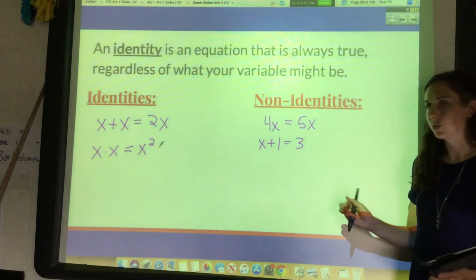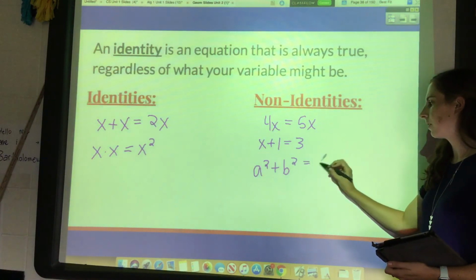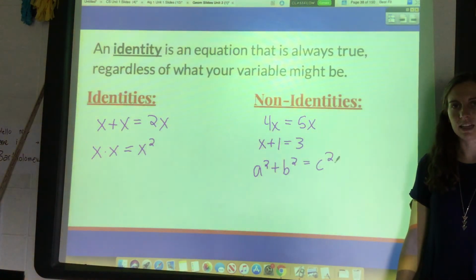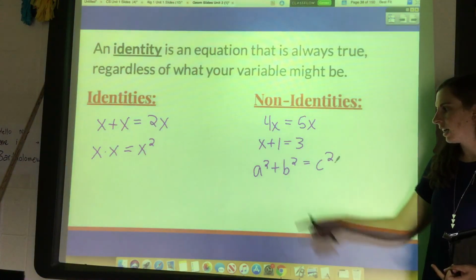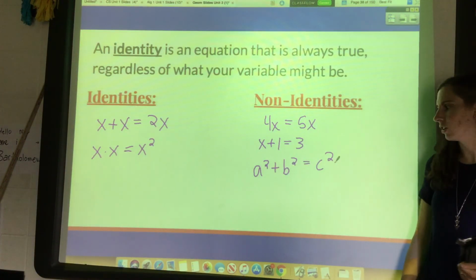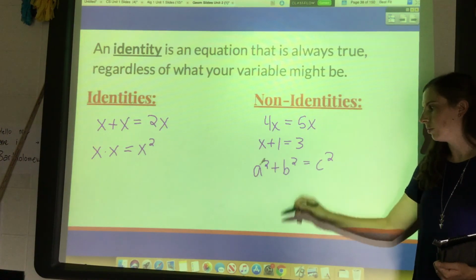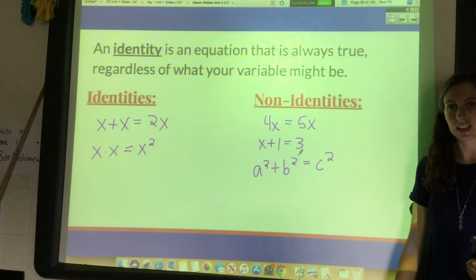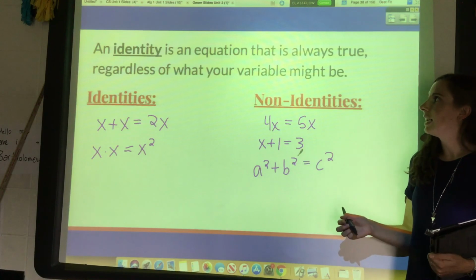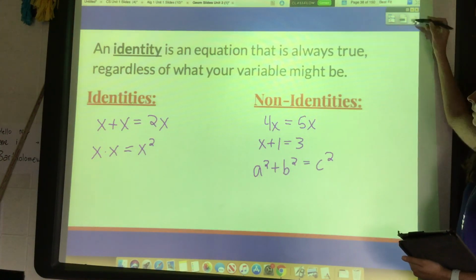Another non-example would be a squared plus b squared equals c squared. Again, this is a cool theorem. It's the Pythagorean theorem, but it only works if a and b are legs of a right triangle and c is the hypotenuse of a right triangle. If I try just random numbers, 1 squared plus 2 squared equals 3 squared, that doesn't work. It doesn't always work. So an identity is always true regardless of what the variable might be.